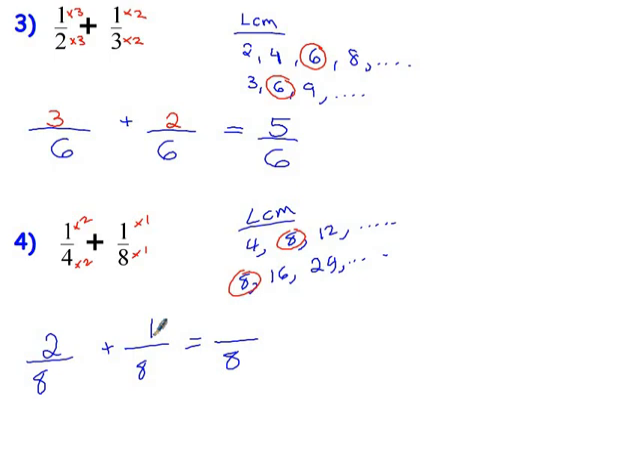So the denominators are the same, so we can just add the tops. So 2 add 1 is 3. So our answer is 3 over 8. Nothing other than 1 goes into both of those numbers, so we can't simplify our answer. So the next question, we have 1 over 4, or a quarter, plus 1 over 5.